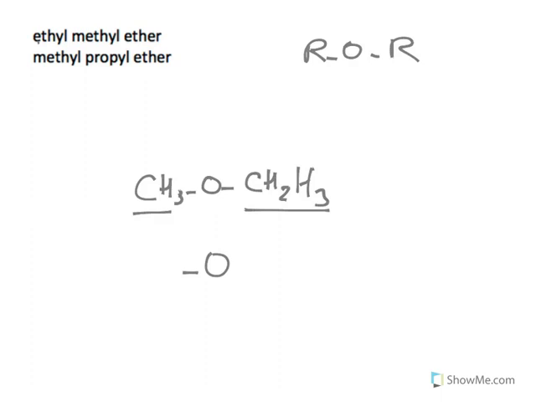The second one is methyl propyl. So here's the ether function. On one side, it is bonded to a methyl group, and on the other side, it is bonded to a propyl chain of 3 carbons.